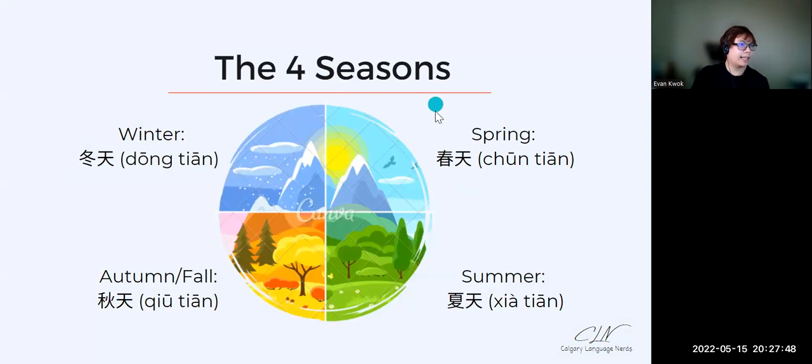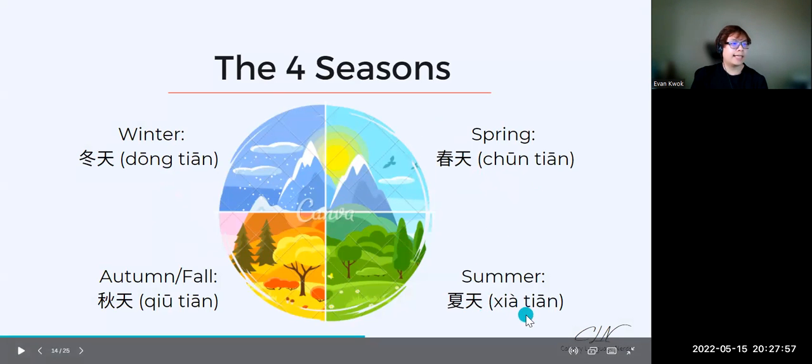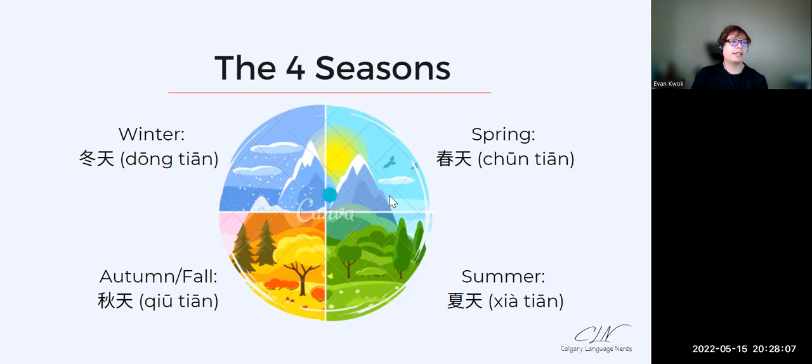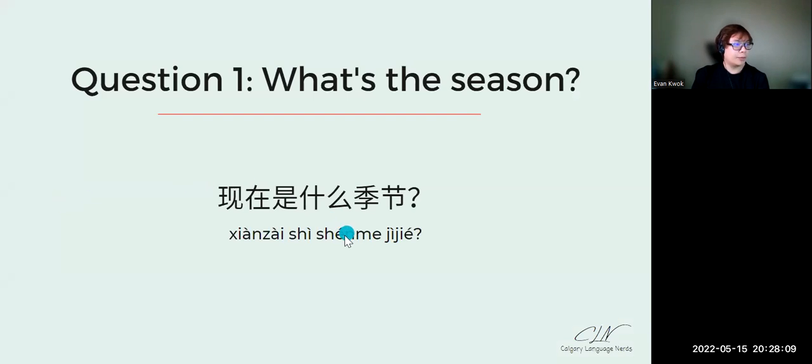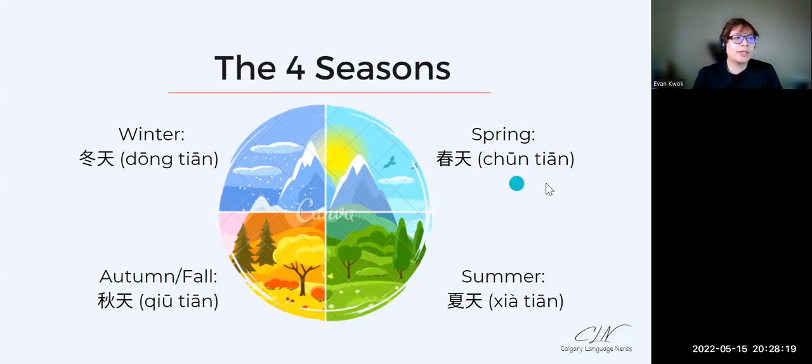And for the 4 seasons, like we said last time, we have spring, summer, autumn or fall, and winter. So for spring, it'll be 春天. Summer is 夏天. Autumn or fall is 秋天. And winter is 冬天. So you can respond right there and then. For example, right now is spring. If somebody asked me, 现在是什么季节? I can just say 春天 for spring.